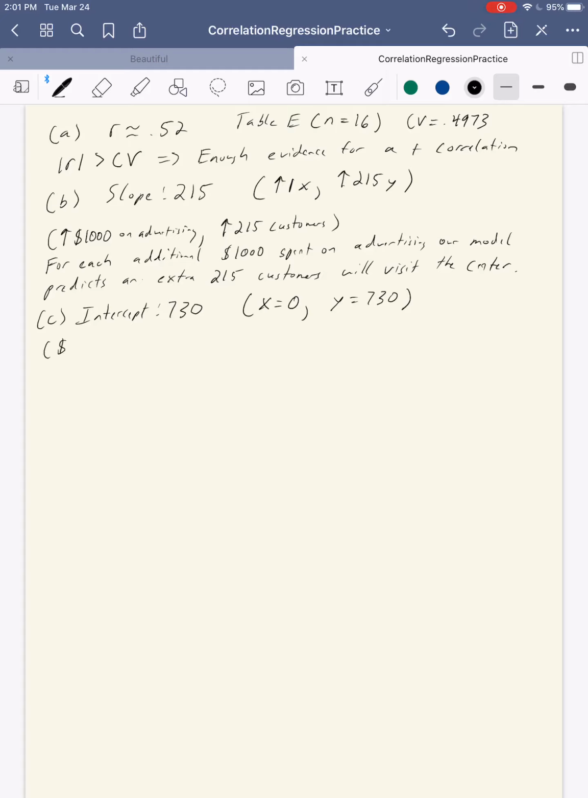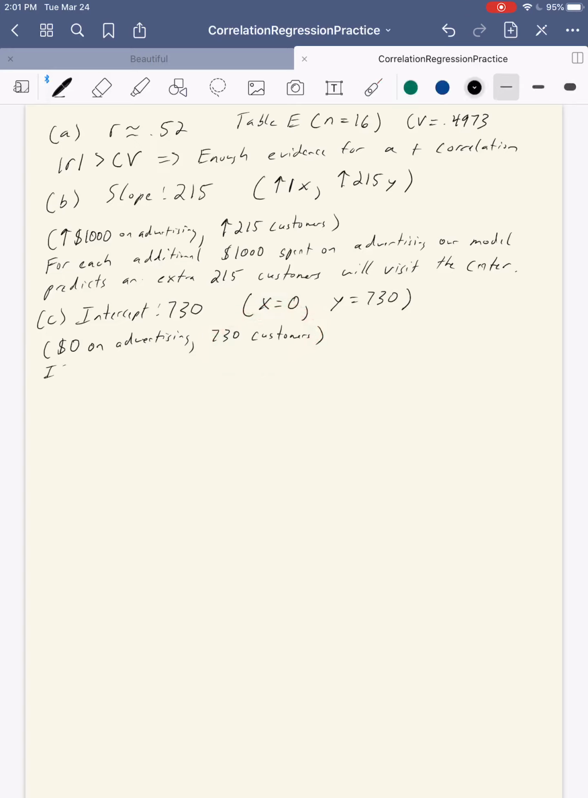So if we do $0 on advertising, technically 0,000, but 0,000 is just 0, then we expect to get 730 customers. So it might sound a little bit weird, but it should make sense. This is basically saying if they don't advertise at all, they still expect to get some customers, namely 730.